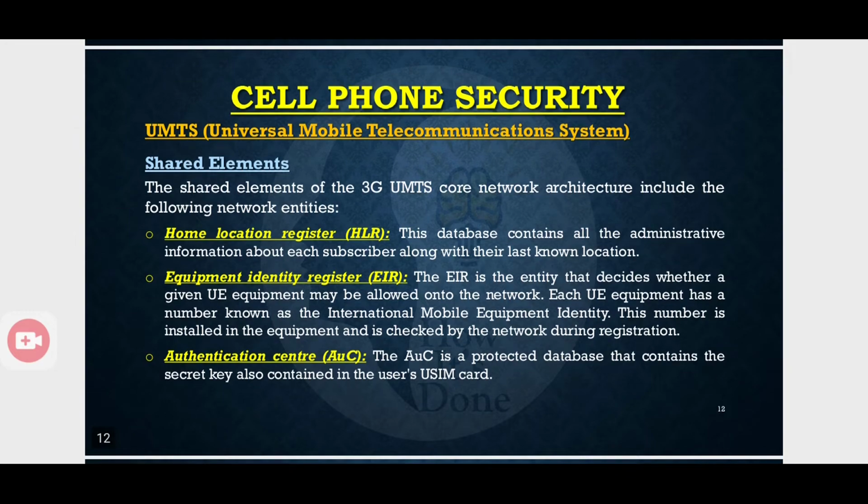Next we have some shared elements. You can see in the figure at the top, within the core network, in the top area, you have MSC and GMSC, and in the bottom area, you have this SGSN and GGSN. Then at the center, you have some elements like EIR, HLR, and authentication center, that is AUC. Okay. So HLR is home location register. This database contains all the administrative information about each subscriber along with the last known location.